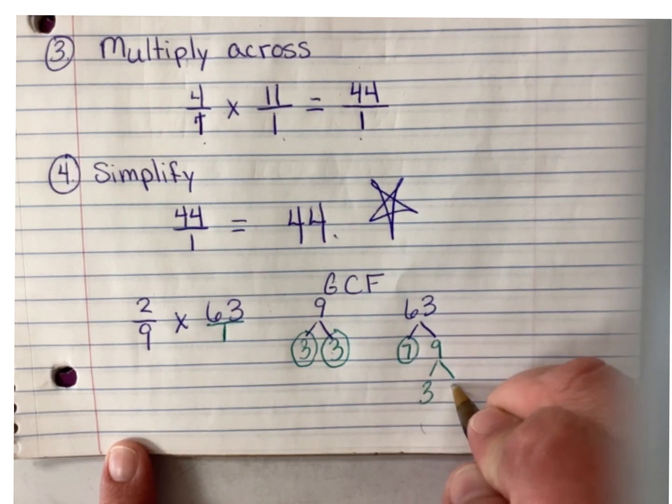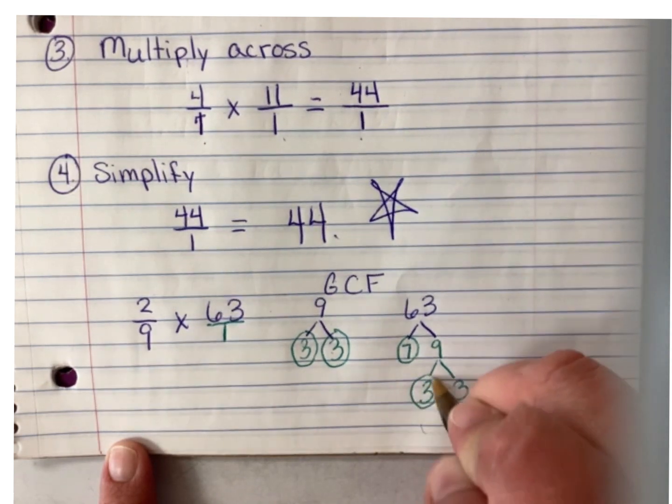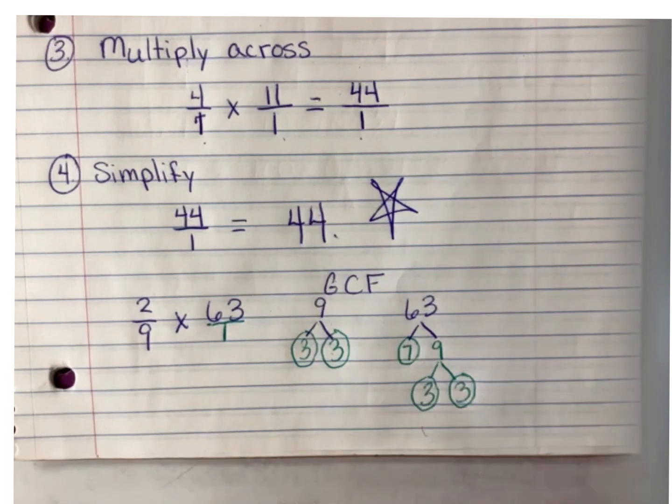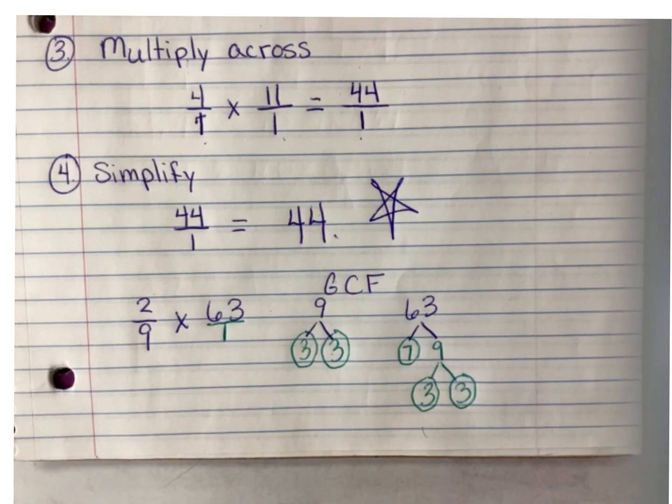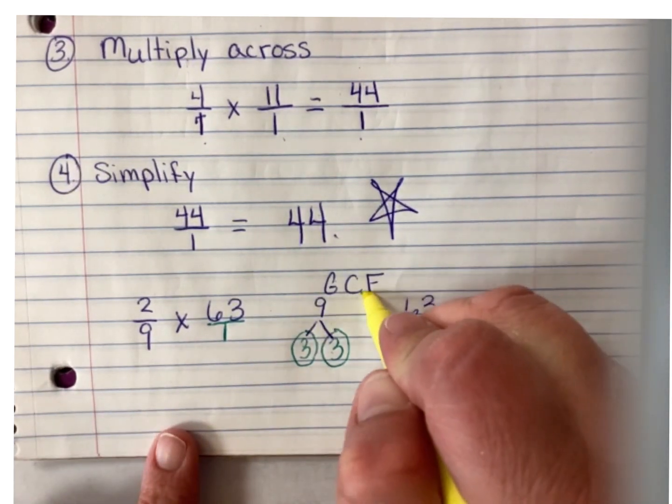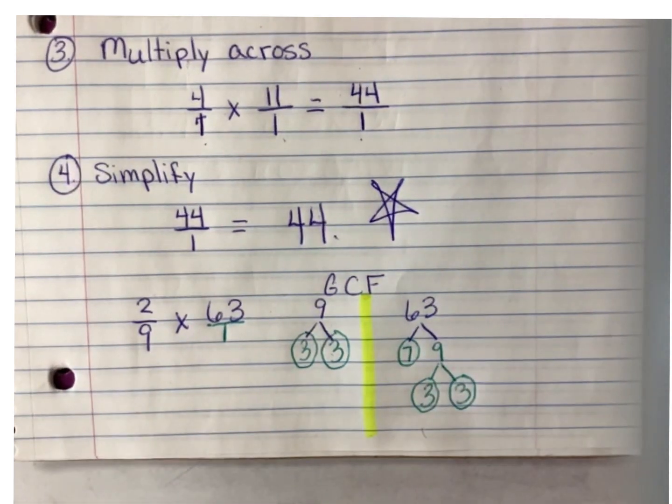Maybe you already did this way faster than I did. I don't know. Maybe you're going right with me. That's okay. As long as you have it in your notebook and you're understanding what we did. We split that 9 apart into 3 times 3. Well, 3 is prime, so I went ahead and circled that.